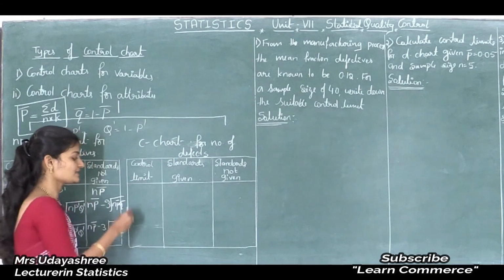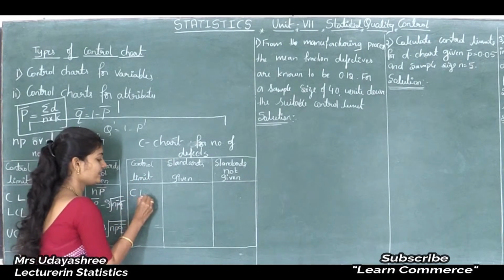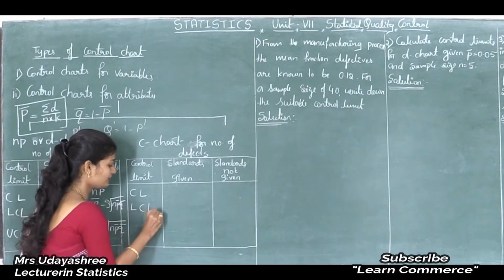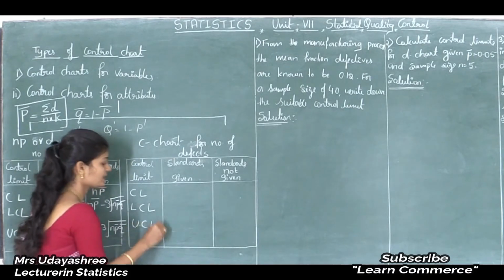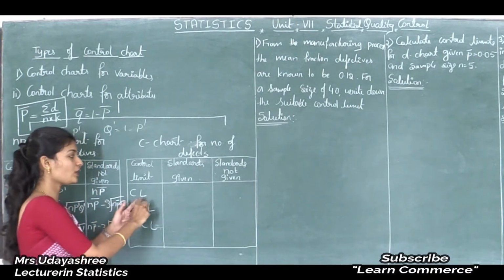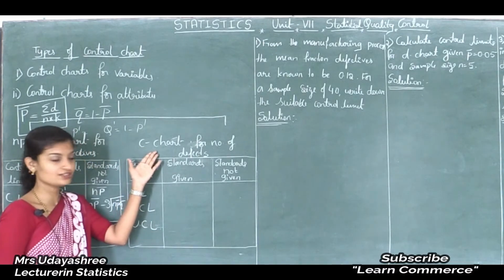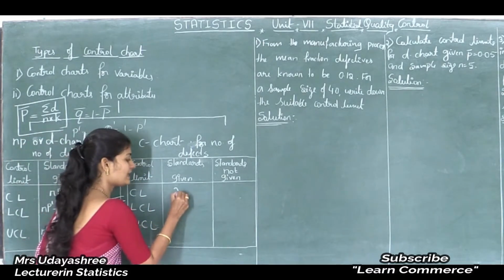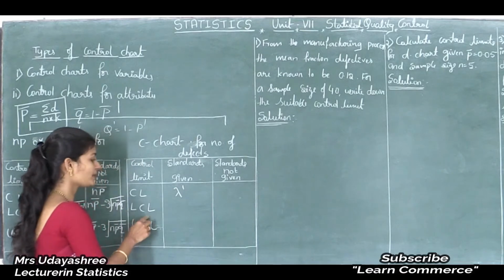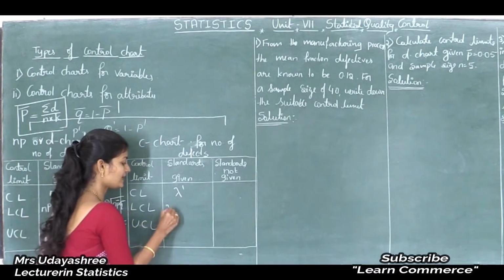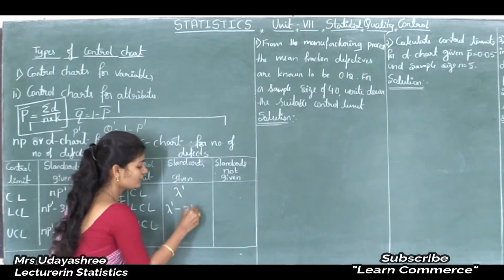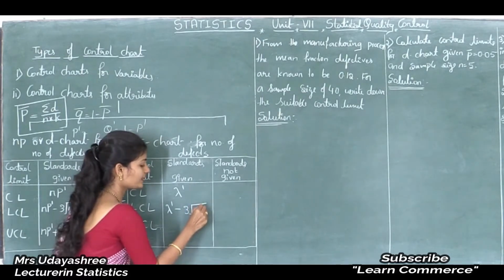We know the control limits, that is central line, lower control limit and upper control limit. To calculate lower control limit in standards given case for C chart, we use the formula lambda dash minus 3 into square root of lambda dash.